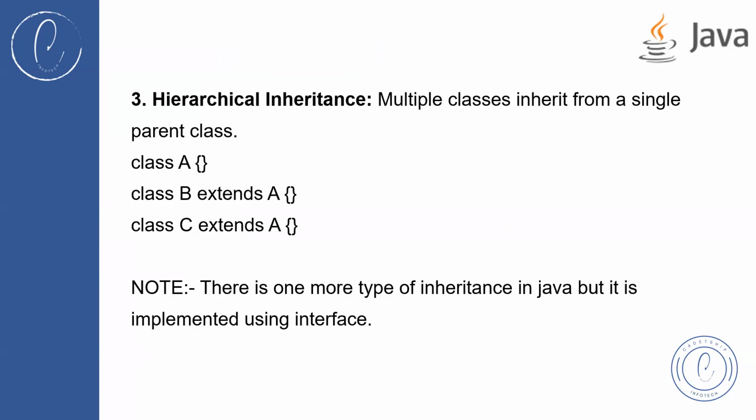So what is hierarchical inheritance? It is when multiple classes inherit from a single parent class. So let's assume we have a single parent class and we have certain subclasses which are different from each other, but they need a specific functionality which is common to them and which is present in our parent class. Then we are going to use hierarchical inheritance. So here, there is a class A which is a parent class, and class B is extending class A and class C is also extending class A.